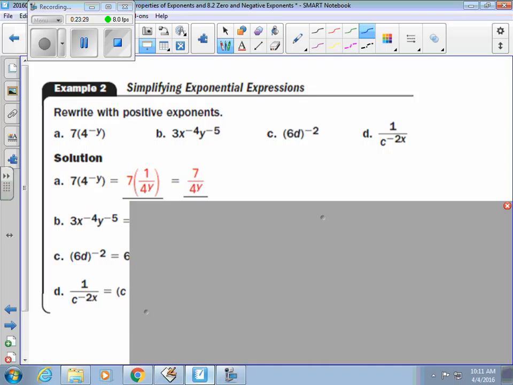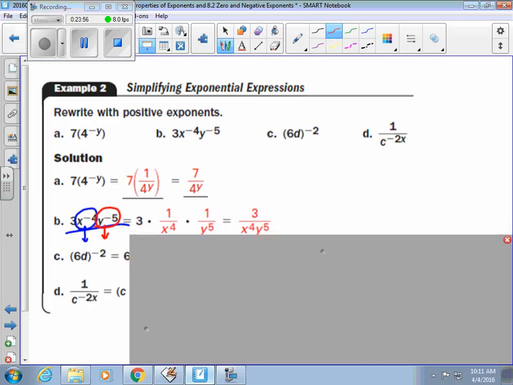3 x to the negative fourth, y to the negative fifth. Here is something that students mess up. 3 is not being raised to the negative fourth power here. Only x is being raised to the negative fourth, so only x in this instance is going to go down. And y is being raised to the negative fifth. It's going to go down. 3 is going to stay right where it is. It's not being raised to a negative exponent. So 3 stays where it is, times 1 over x to the fourth, times 1 over y to the fifth. 3 stays at the top, over x to the fourth, y to the fifth. Simple as that.